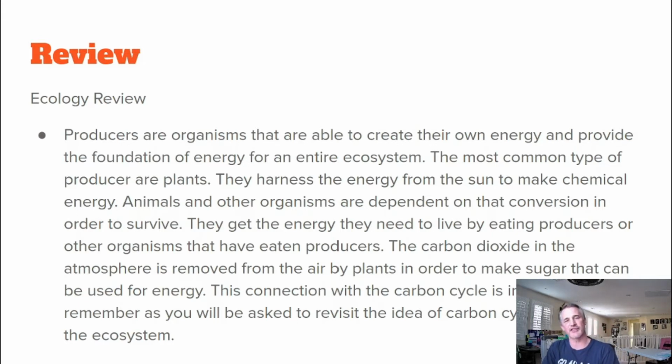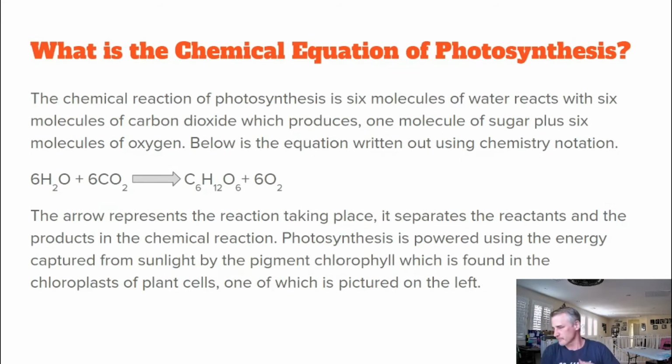All right, so now let's jump into the nuts and bolts. The chemical reaction for photosynthesis is 6 molecules of H2O, that's water, reacting with 6 molecules of carbon dioxide, CO2. That produces 1 big molecule of C6H12O6, which is glucose or a sugar, and it also produces as a byproduct 6 molecules of O2, which is oxygen.